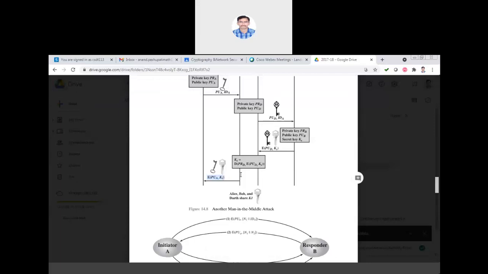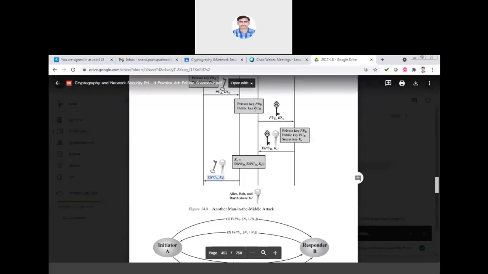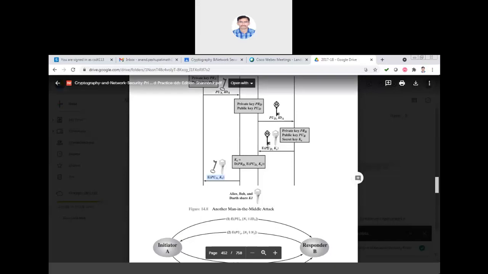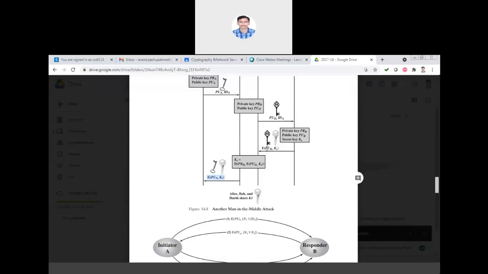But in turn, it is not so, because the man in the middle has already got access to the session key KS. So any message sent by Alice to Bob is intercepted. It can be seen, and it can be modified in any manner. So the communication between A and B is not safe. That's why it is called another man in the middle attack in the case of key distribution. I hope this process is clear, right?